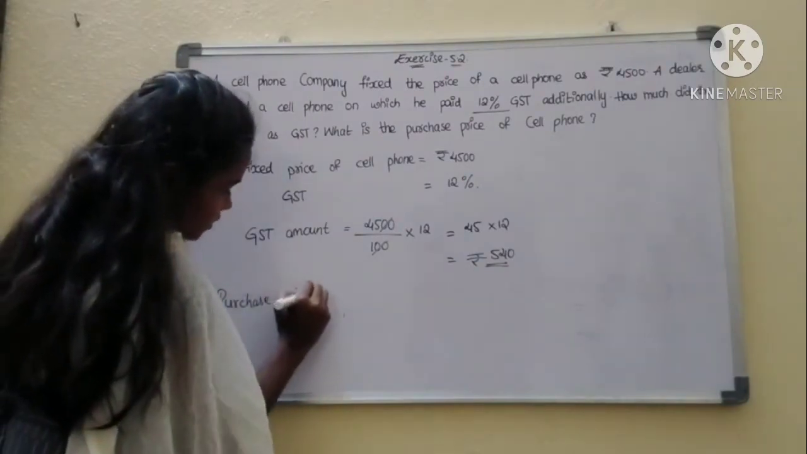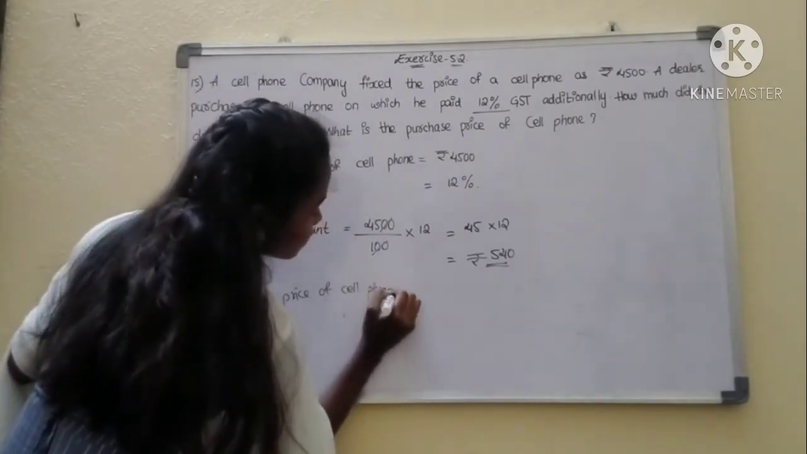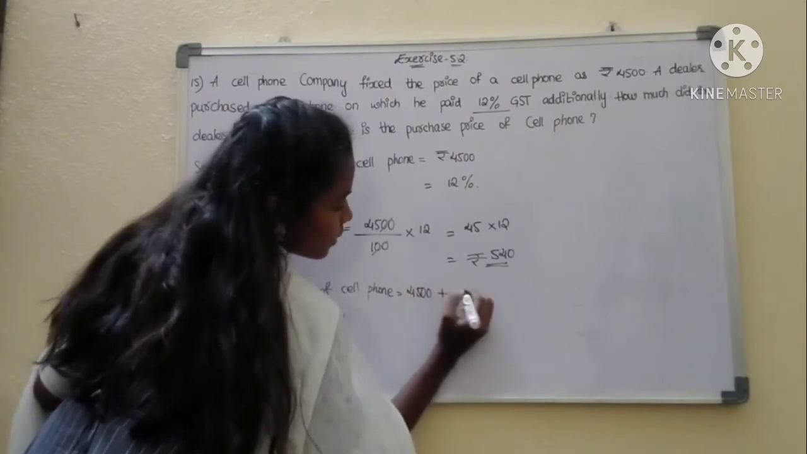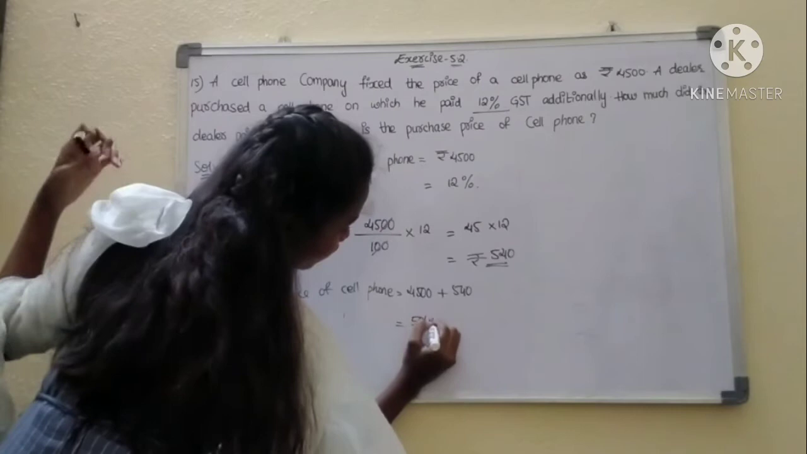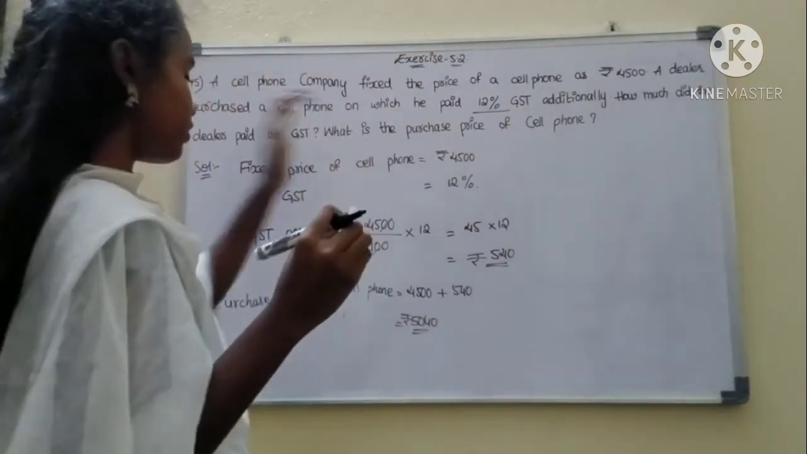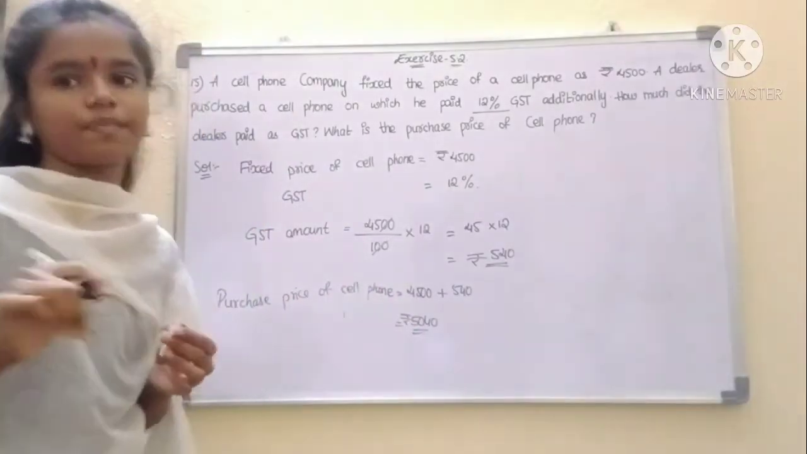Purchase price of the cell phone is equal to rupees 4,500 plus 540, that is 5040. Therefore, the total amount of the cell phone the dealer purchased is rupees 5,040.